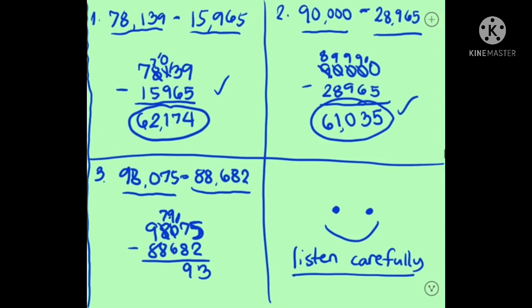9 minus 6. 3. Good job. 7 minus 8. Can or cannot? Cannot. So we will borrow from 9. So 9 will become 8. 7 will become 17. Alright. 17 minus 8. 9. And then 8 minus 8. They're the same. So therefore our answer is 0. Alright. So this will be our final answer. 9,393.